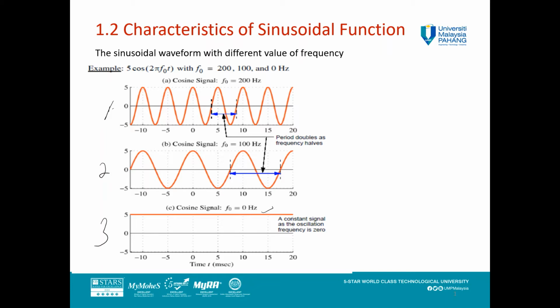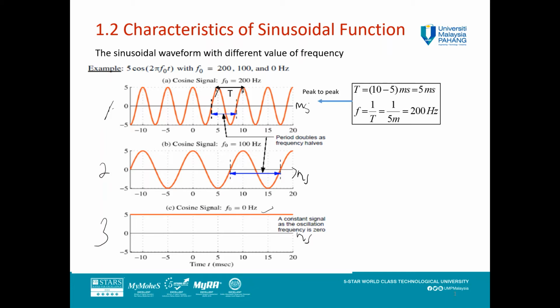From the first example, we can get the t value from V peak to peak, from here and here, depending on the time. Sorry, the time is in milliseconds. The first one, you can get the value of t by peak to peak. The value is t equals 10 minus 5 in milliseconds, so you get 5 milliseconds, and f is 1 over t, so you can get 200 hertz.